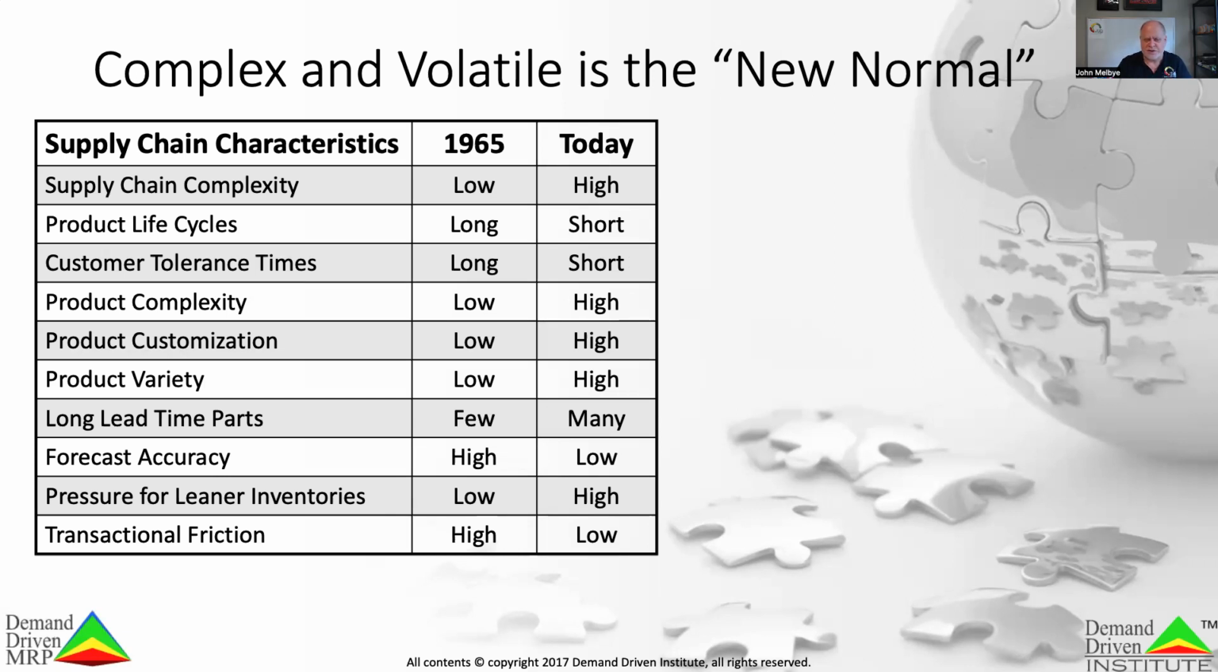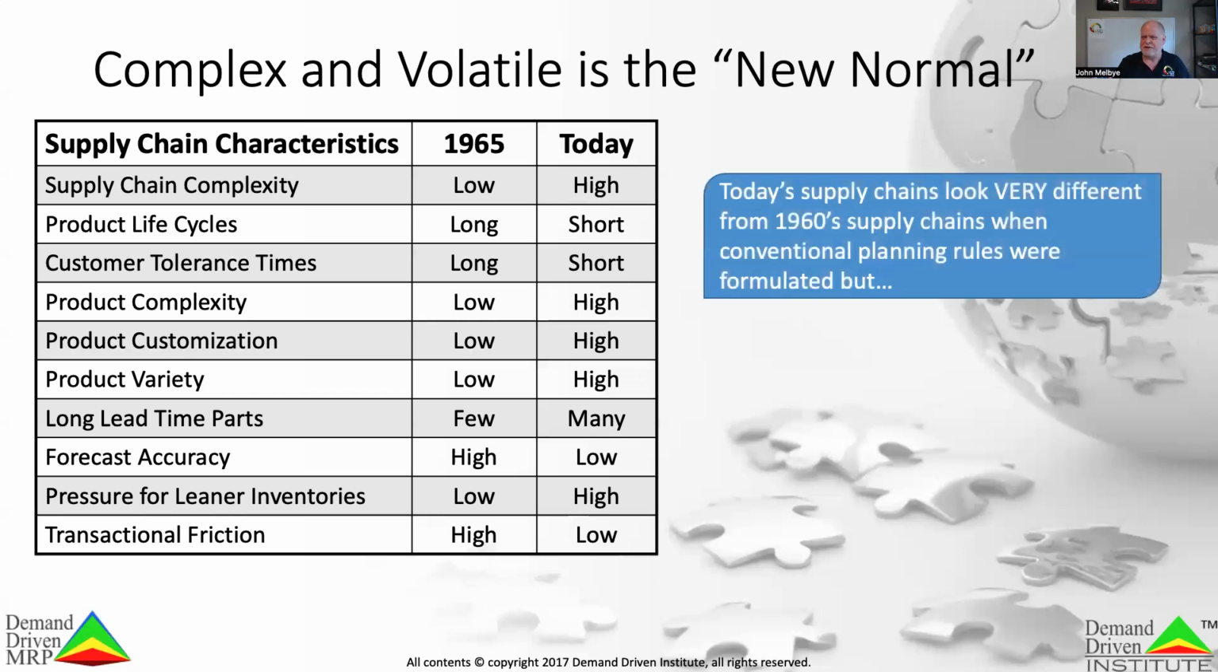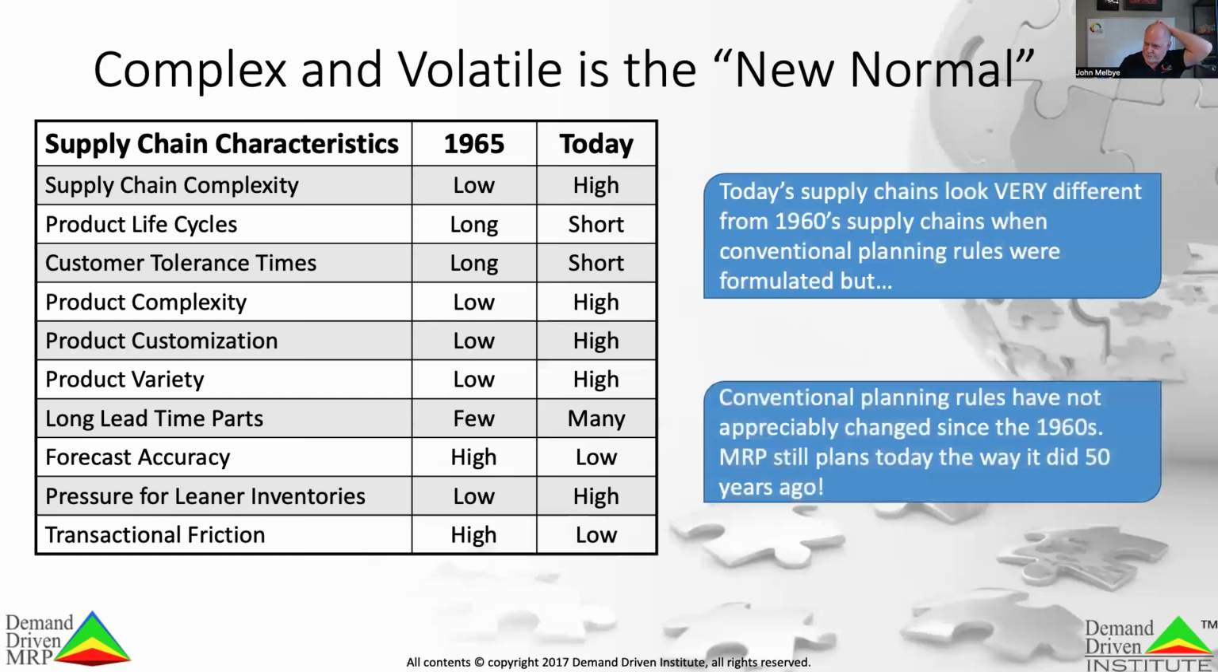We have pressure to reduce inventory, and transactional friction is low, which means it's much easier to make a purchase. Think about one click, and it's much easier to find suppliers and find other people who make the same product you do. So the supply chains look very different from when MRP was created. But the planning rules in conventional MRP haven't really changed since the 1960s. MRP still functions the same as it did 50 years ago.